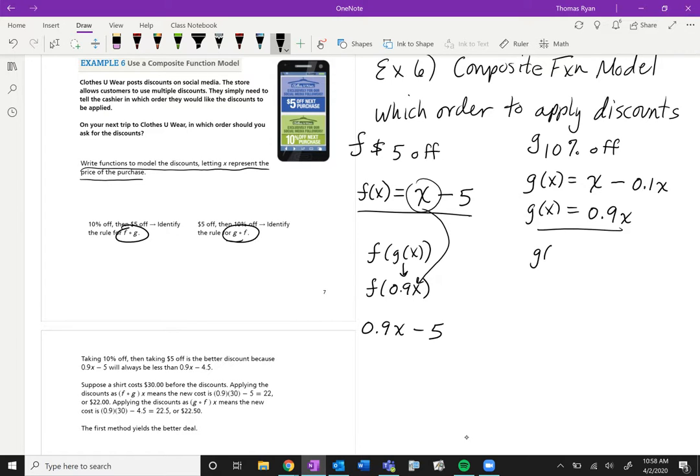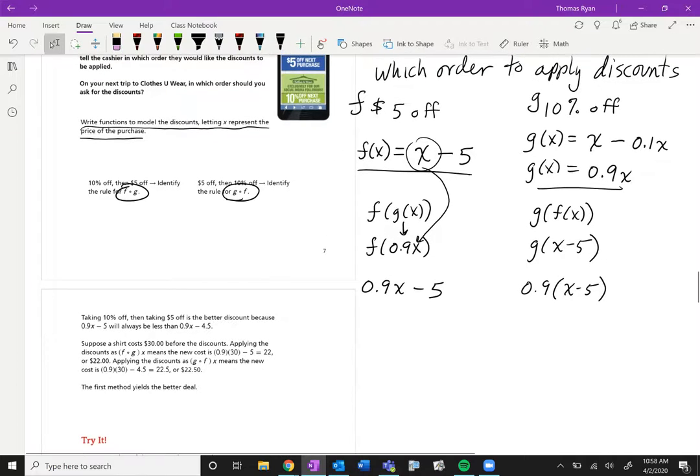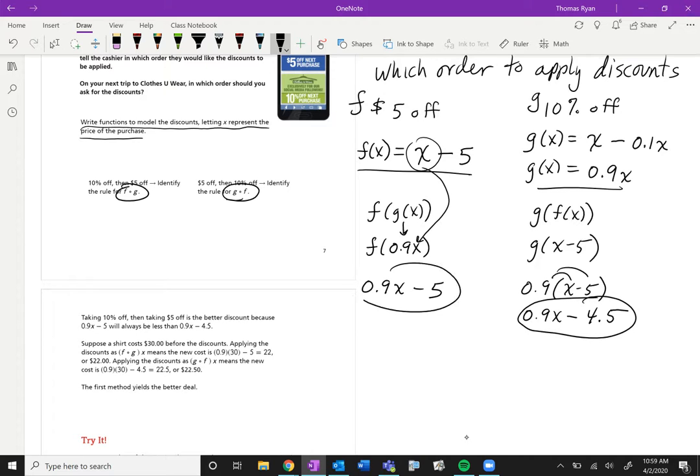All right, now let's do it the other way. Let's do g of f of x. Our g function is 0.9 times x, and we replace x with our f function, which is x minus 5. So we do 0.9 times (x minus 5). Distributing, we get 0.9x minus 4.5, since 9 times 5 is 45, but it's a tenth, so we move the decimal. So 0.9x minus 4.5.